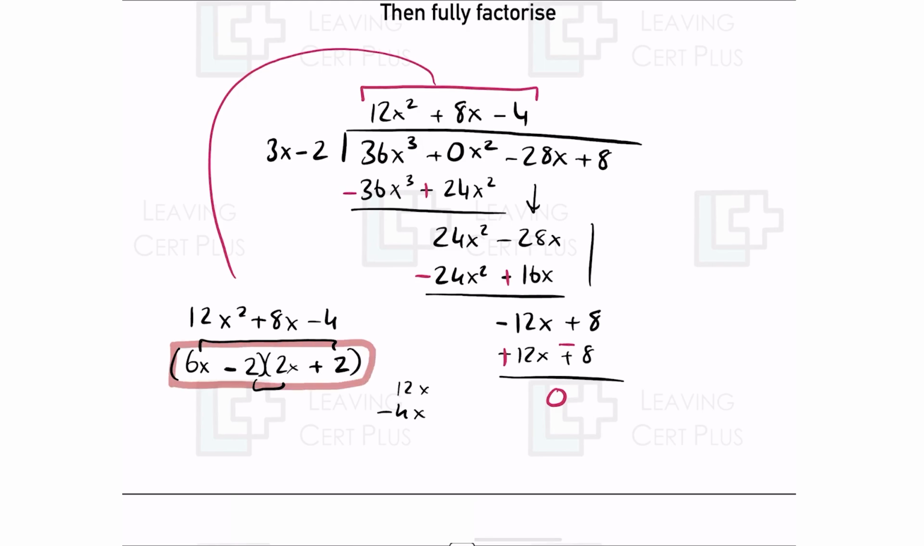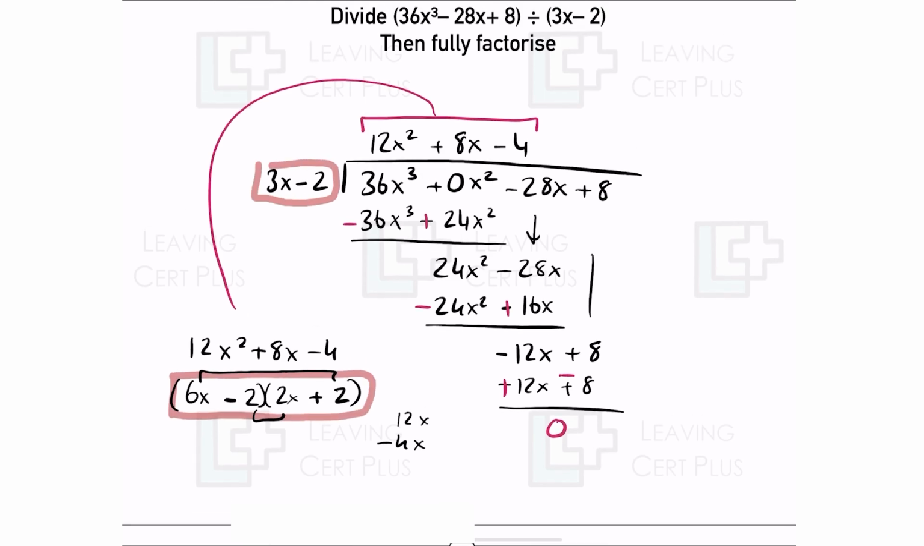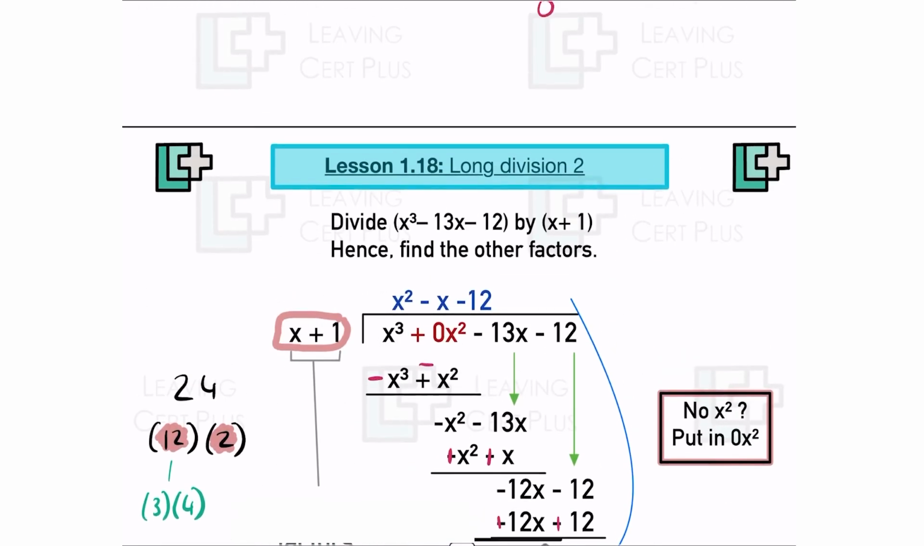Okay, so these are your final two factors along with your original 3x minus 2. So those are your three factors. So when you multiply them all together, you're going to get this. Okay, but that's really all for the second lesson on long division.